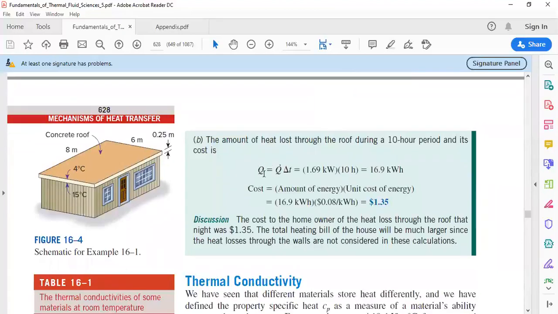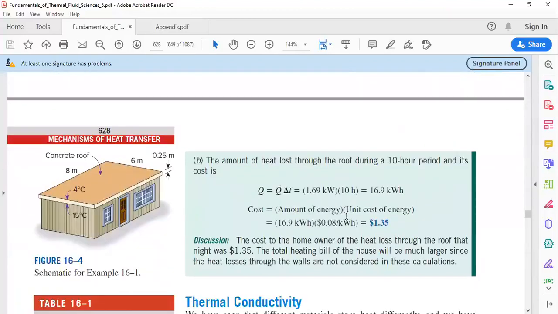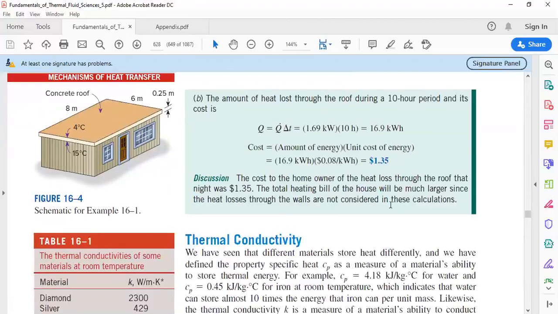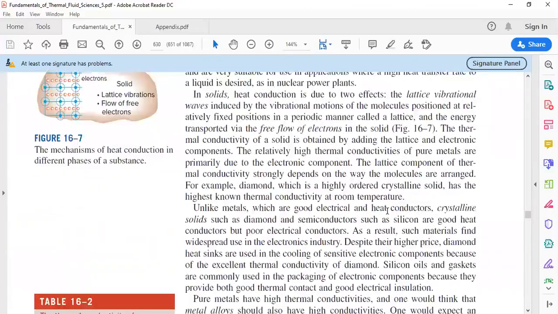In order to calculate the amount of heat lost, simply that equals the heat rate times the time period, which is mentioned here to be 10 hours. So times 10 hours, that gives us the amount of heat in kilowatt hours. So that's 16.9 kilowatt hours. Every 1 kilowatt hour costs 8 cents. So that makes the 16.9 kilowatt hours cost $1.35. Let's see other examples.